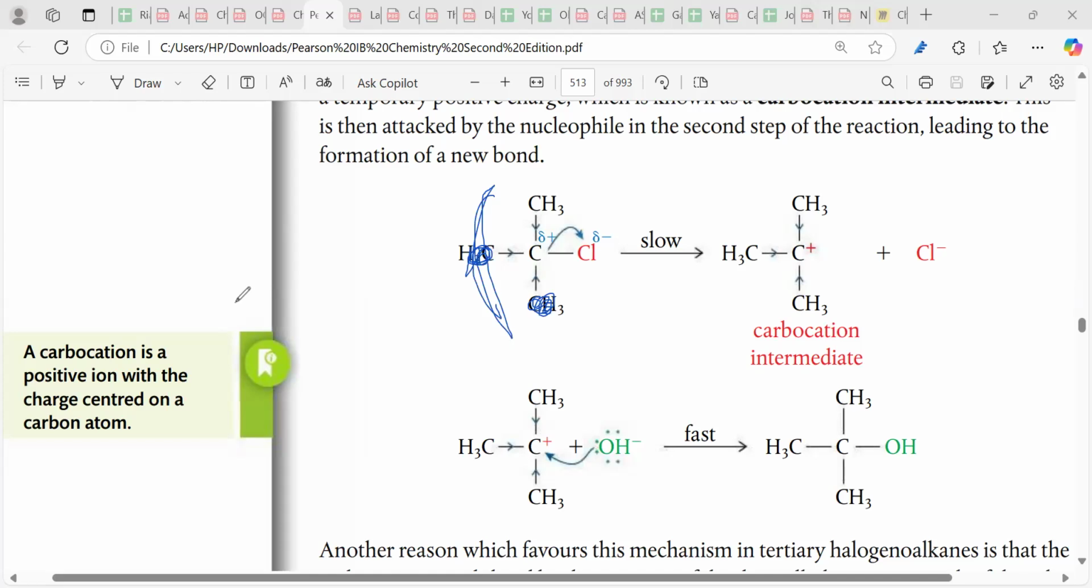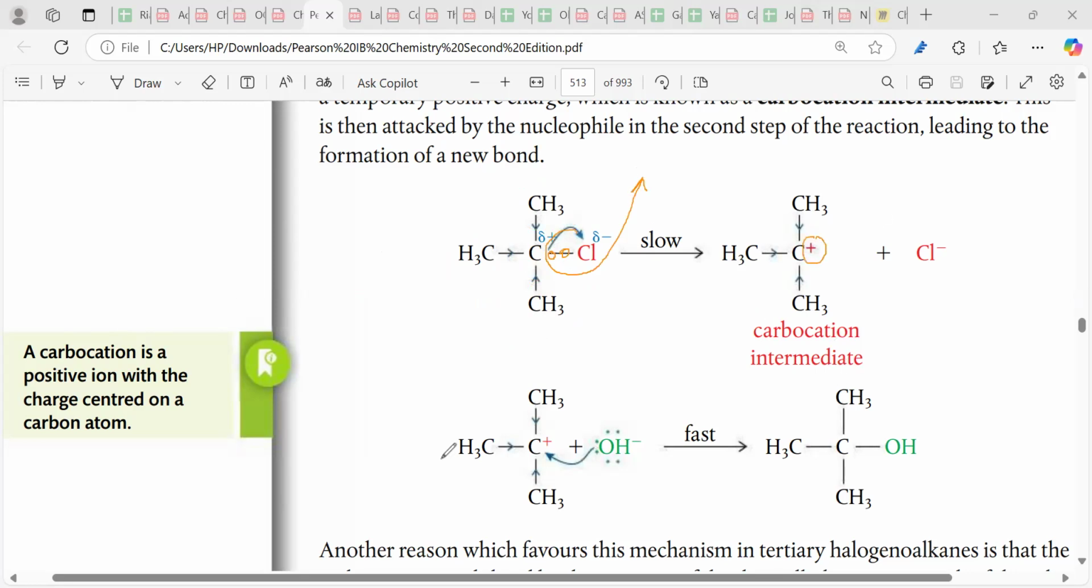Now, what did I tell you? Alkyl groups constitute bulk, isn't it? So this will be a bulky group, right? Is it clear to you? This bulky group will be stopping any OH minus from attacking from the back side. So the first step is that this Cl minus will be leaving out, and we're getting a carbocation over here.